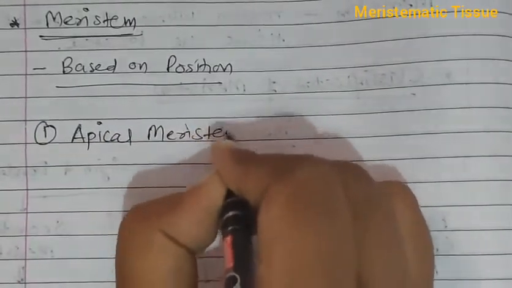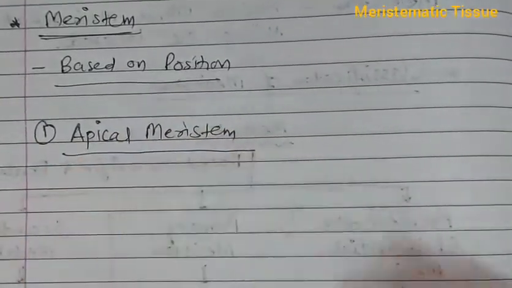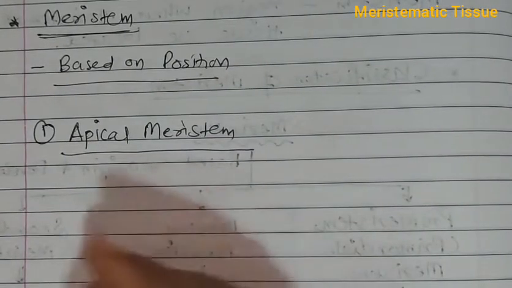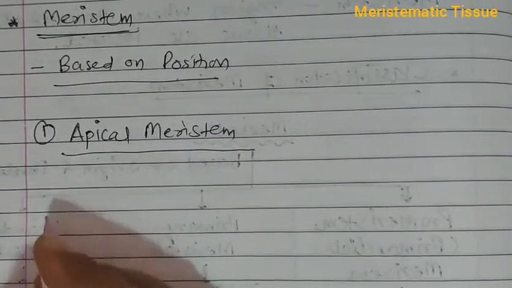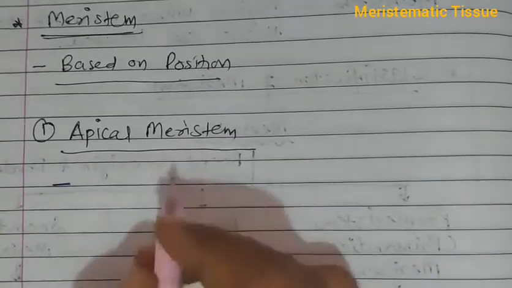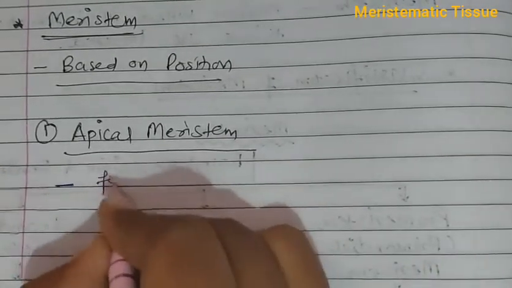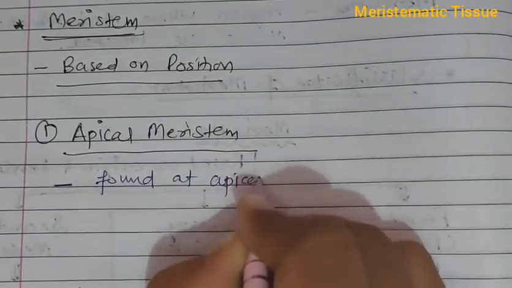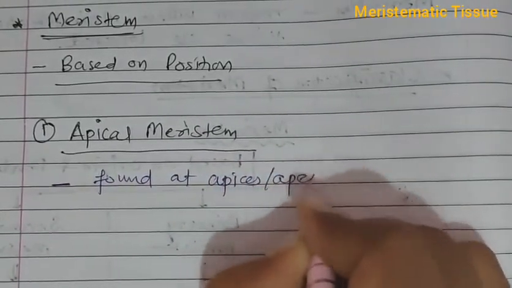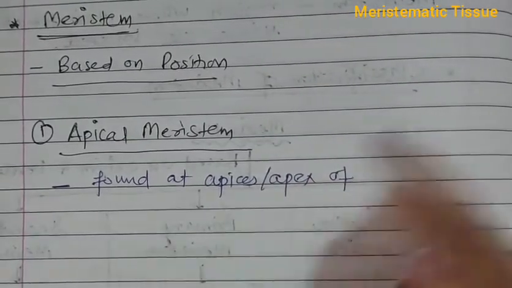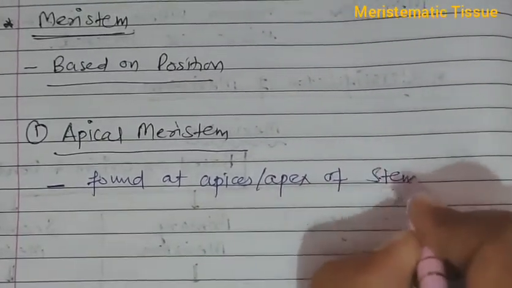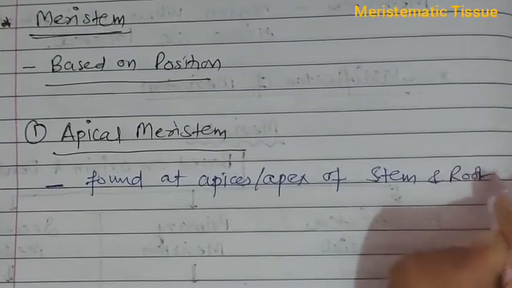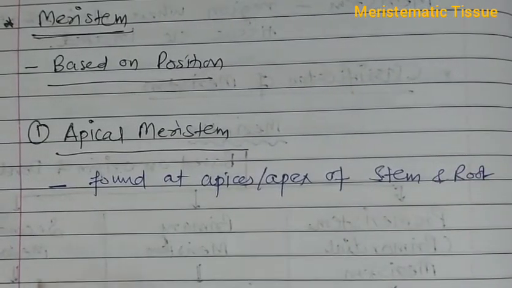So first we understand what we mean by apical meristem. These apical meristems are the cells or tissues which have meristematic tissue. They are found at the apices or apex of stem and root. They are found at the apex of stem and root. Because of this they are named apical meristem.